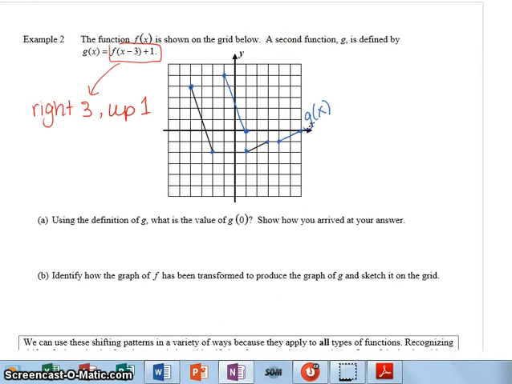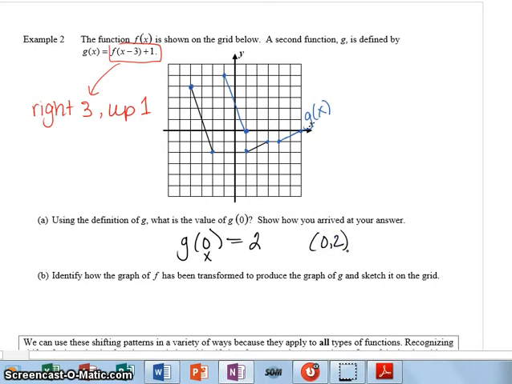Part B says, using the definition of g, what is the value of g of 0? Well, look, they're asking you, where is x = 0 on the g function? So I come to the graph. Here's where x is 0. I come up, and on my g graph, it has a value of 2. So g of 0 is 2. And don't forget, that's like the coordinate (0, 2) on the g graph.